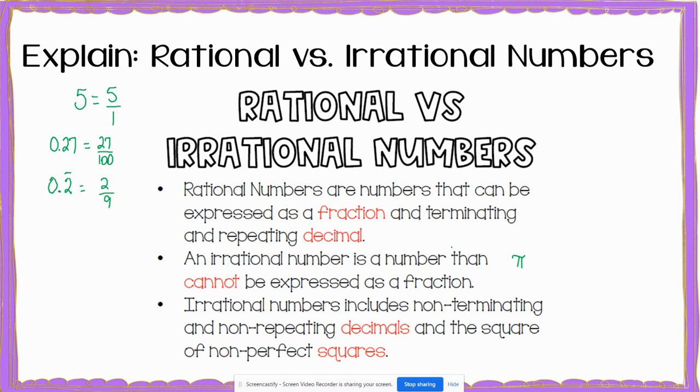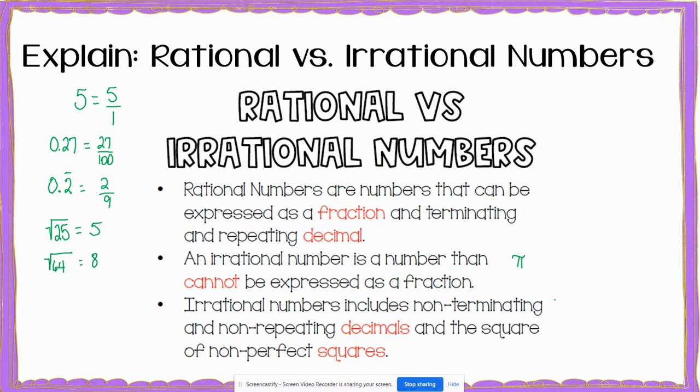of non-perfect squares. For example, if I ask for the square root of a number like 25, what I'm asking for is what number can be multiplied by itself to get 25? Well, that answer would be 5 because 5 times 5 gives us 25. If I asked for the square root of 64, I would know that the square root of 64 is 8 because 8 times 8 gives us 64.